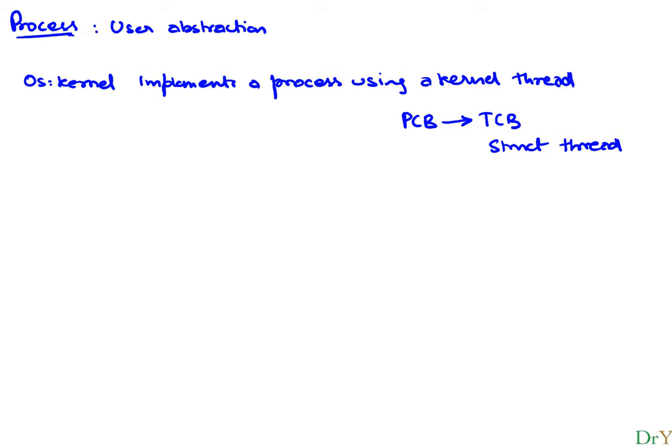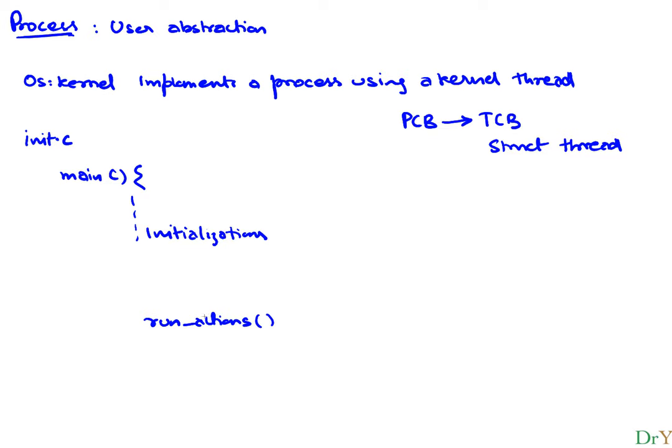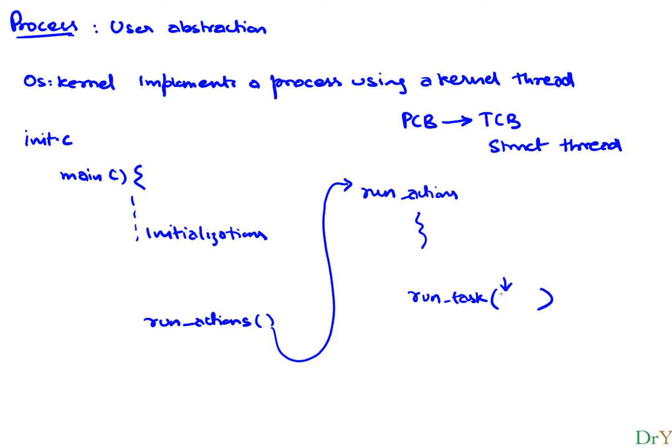When Pintos starts up, we saw that init.c is where main is, and when main runs, and we'll review this in just a second, it does a bunch of initializations, and eventually we get to a point where it does something called run actions. What run actions does, and we'll get to all the details of this, is it calls something called run task. And it passes what we call the program to be launched.